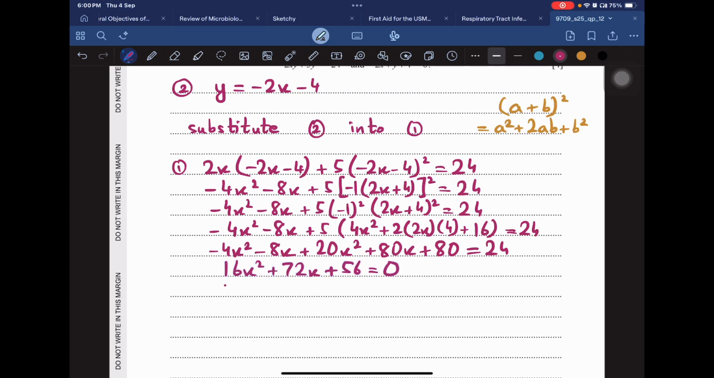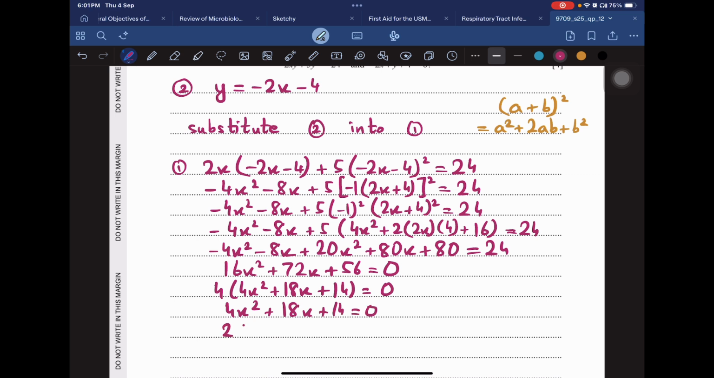So dividing everything by 4, taking 4 common, we'll have 4x squared plus 18x plus 14. So we have 4x squared plus 18x plus 14 equals to 0.